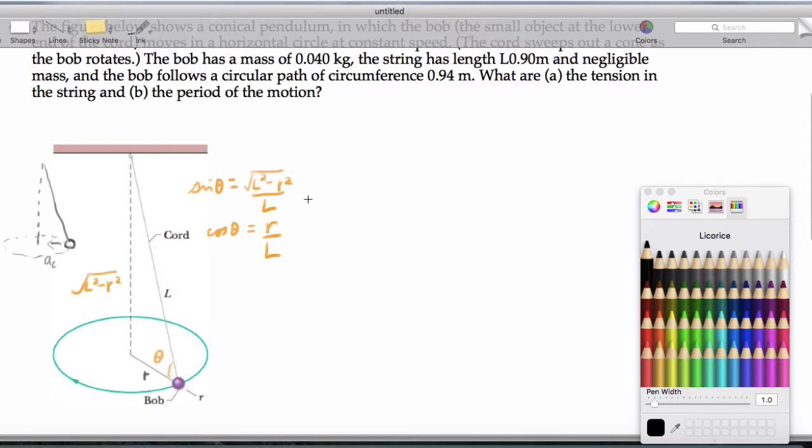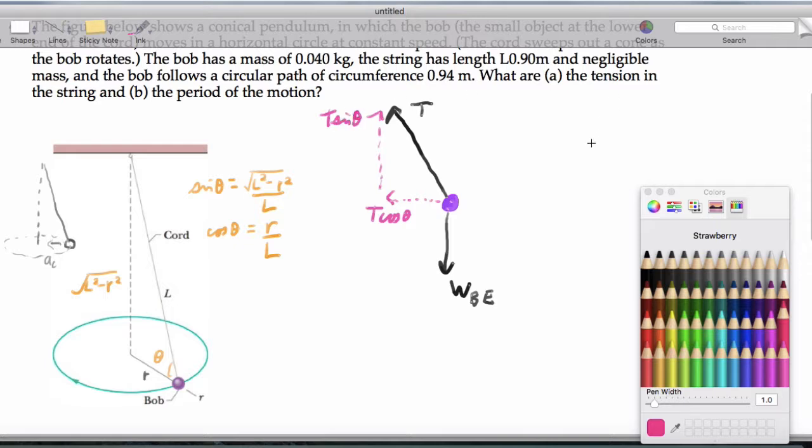So let's draw a free body diagram of the Bob. This is the Bob. Bob, it's such a great minion name. All right, so we have this tension here, and we have the weight of the Bob due to the Earth. And now we can actually add our little force components. So we have here, oh, look at that, T cosine theta and T sine theta. All right.